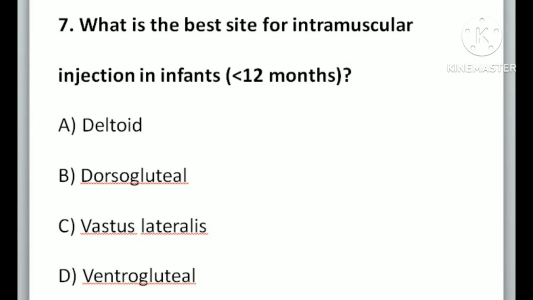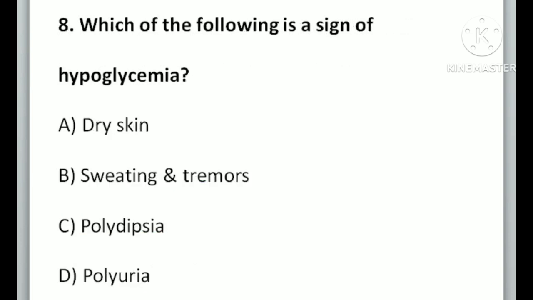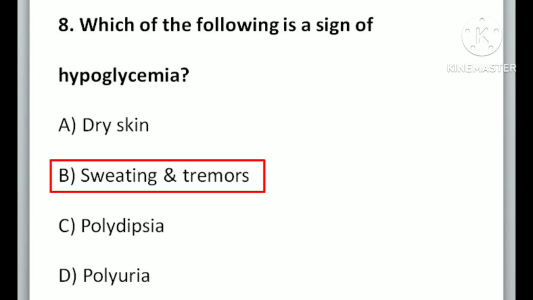7. What is the best site for intramuscular injection in infants under 12 months? Correct option is C. Vastus lateralis. 8. Which of the following is a sign of hypoglycemia? A. Dry skin. B. Sweating and tremors. Correct option is B. Sweating and tremors.